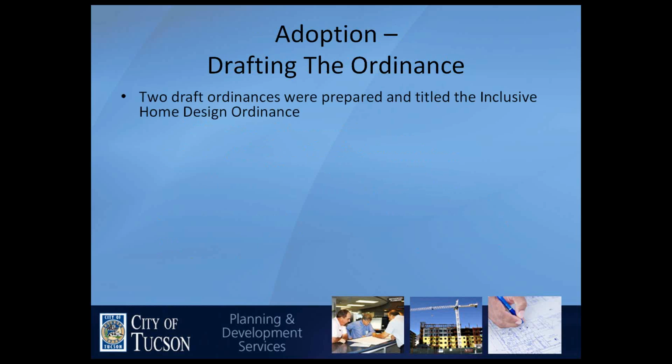Two draft ordinances were originally prepared and presented for approval. Both of these drafts shared 5 underlying principles. The first was a zero-step entry that provides an accessible route from the public way throughout the first floor living area.